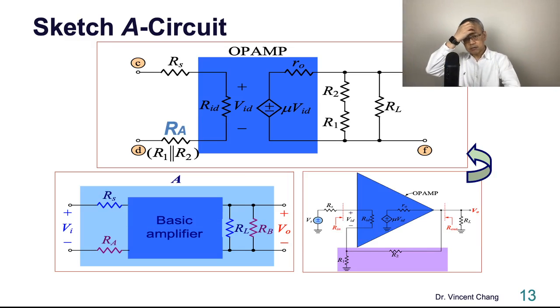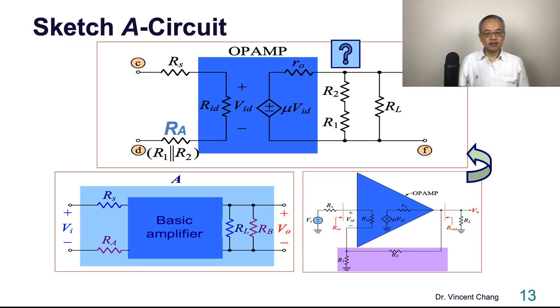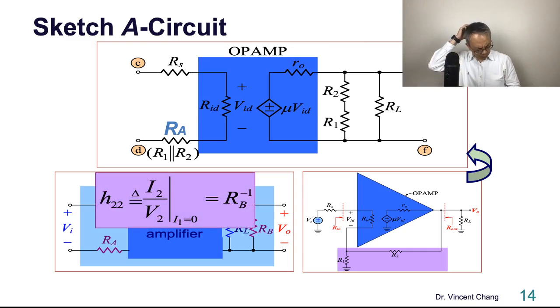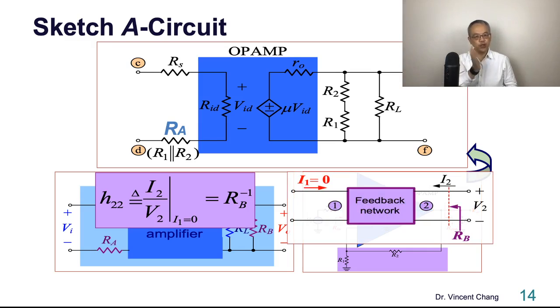So now, why did I put the series combination of R1 and R2? That's RB. The RB is defined by 1 over H22. The trick is you have to set I1 as 0.